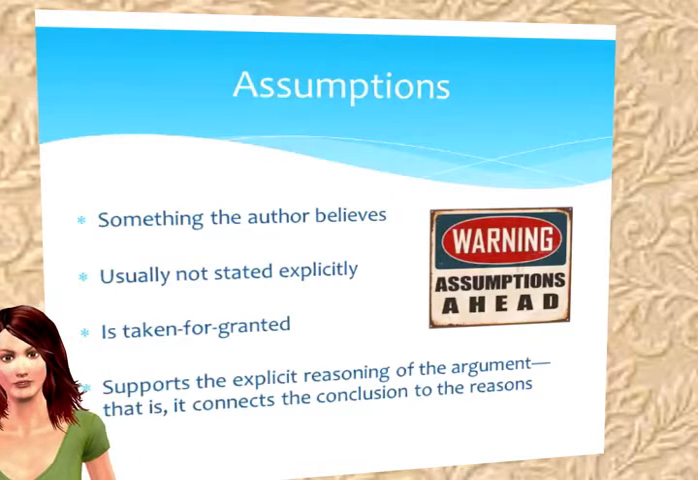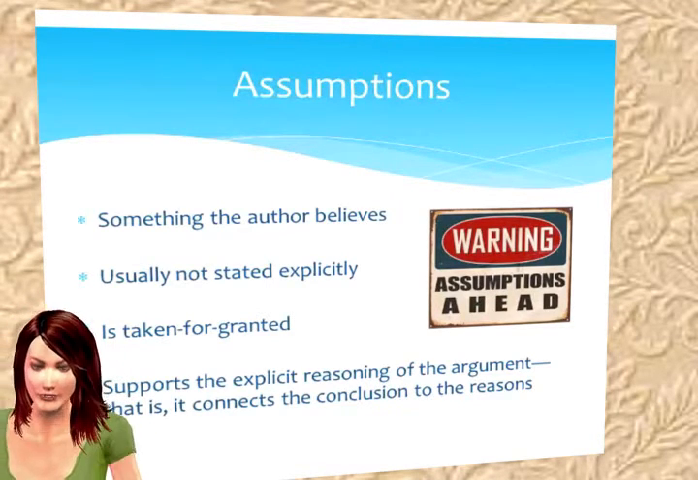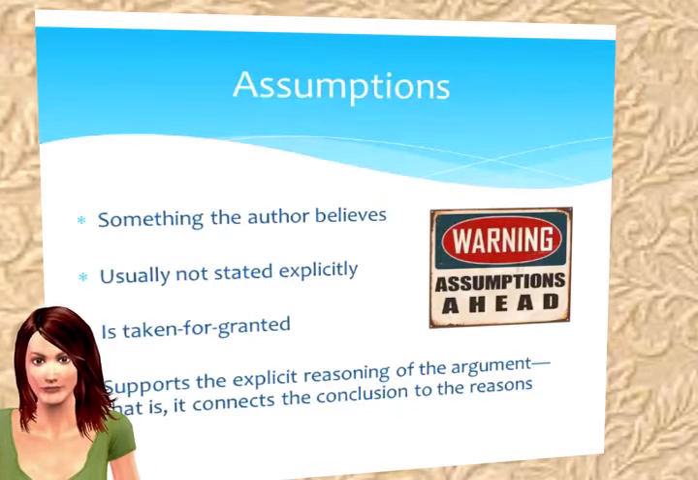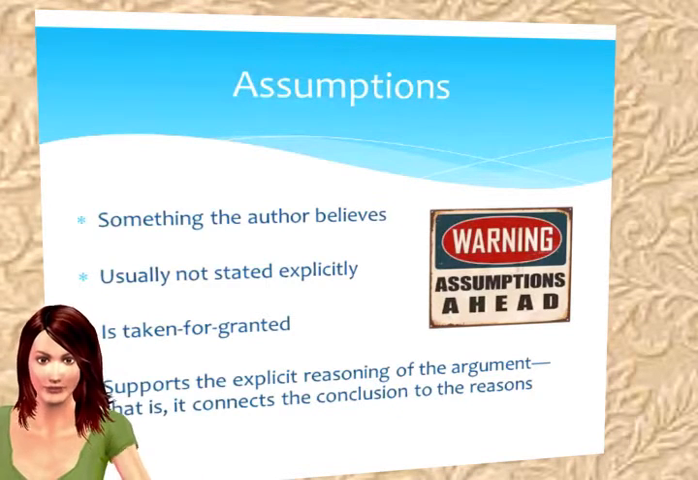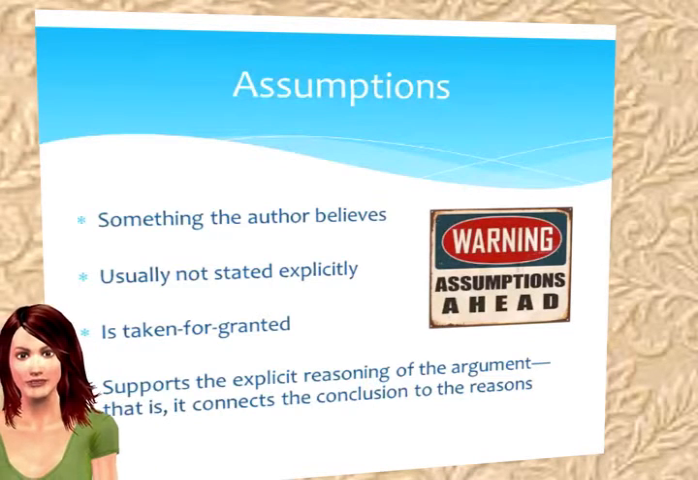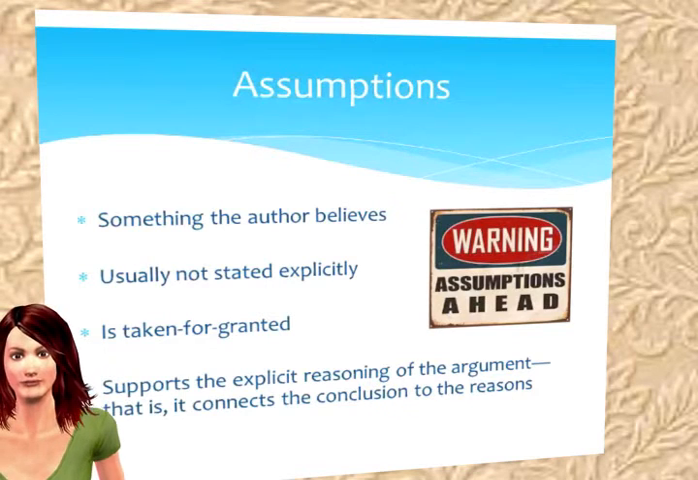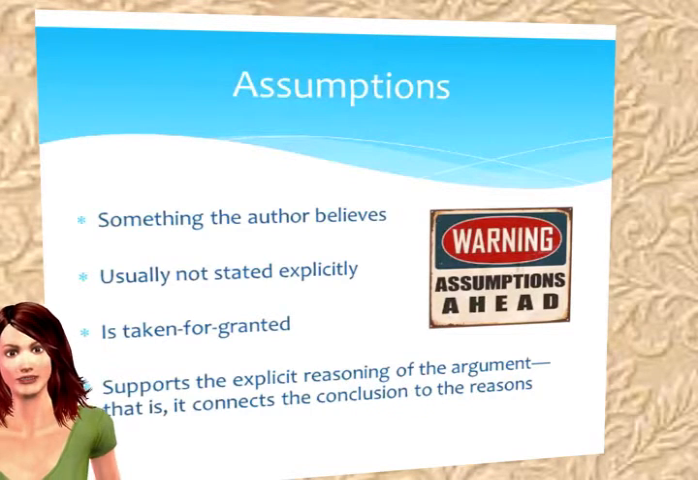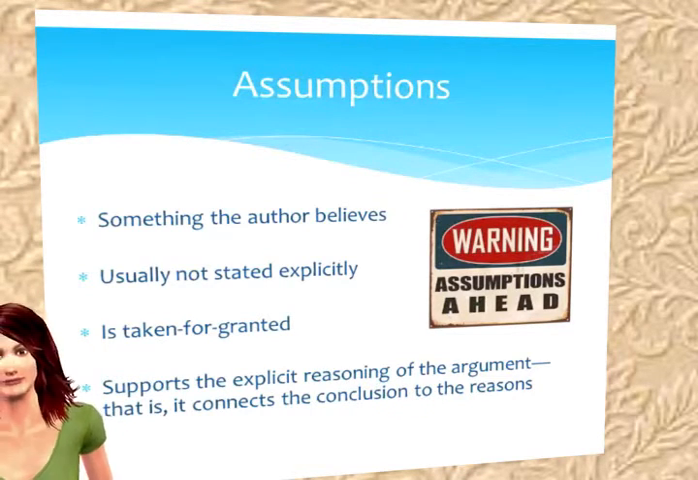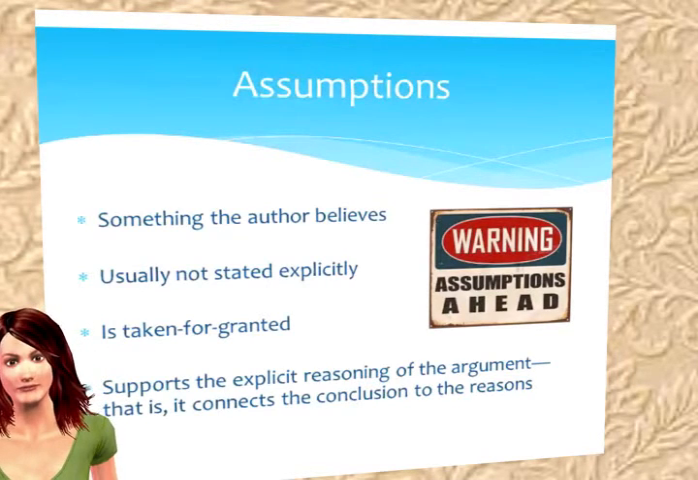They're usually taken for granted ideas about how the world works, or at least how it should work. And what's really important from a critical thinking perspective is assumptions tend to support the explicit reasoning of the argument. So the explicit reasoning being the reasons that a communicator will offer for why we should accept his or her stance on an argument. And they're very important for connecting the conclusion to the reasons.